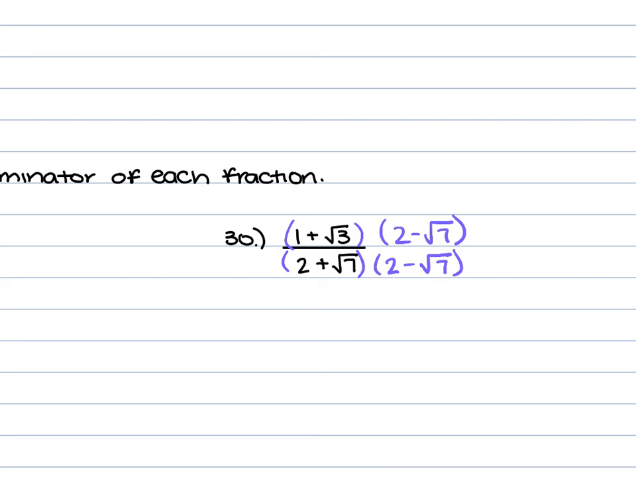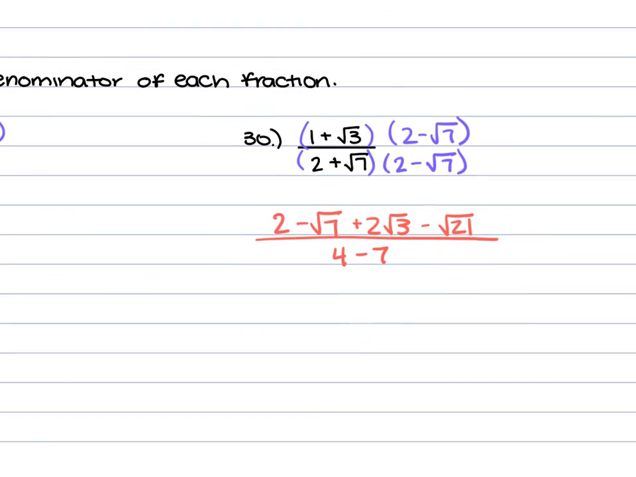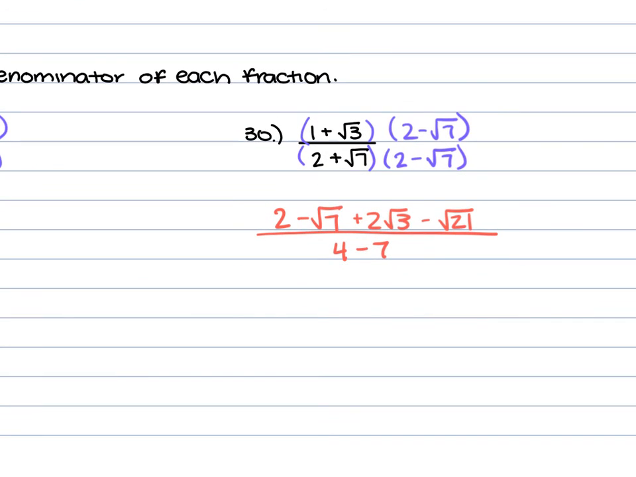So 1 times 2 is 2. 1 times negative square root of 7 is negative square root of 7. The square root of 3 times 2 is 2 square root of 3. And the square root of 3 times the negative square root of 7 is negative square root of 21. All over difference of squares. So 2 squared, which is 4, minus the square root of 7 squared, which is 7. From here, top, you can't simplify that, so leave it.